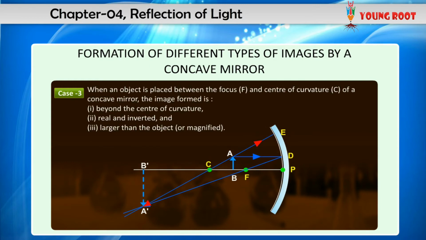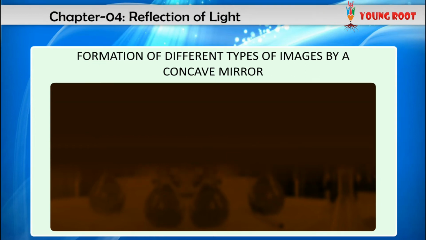When an object is placed between the focus F and center of curvature C of a concave mirror, the image formed is beyond the center of curvature, real and inverted, and larger than the object or magnified.